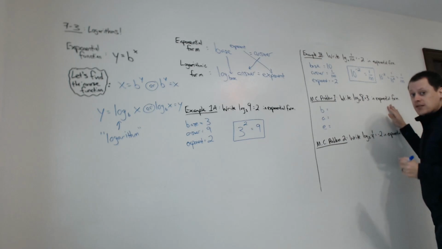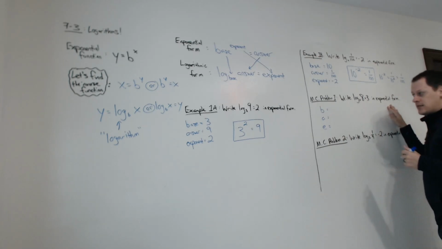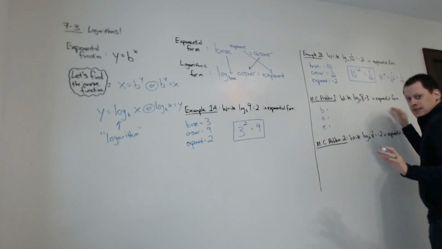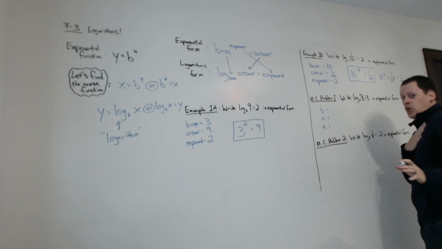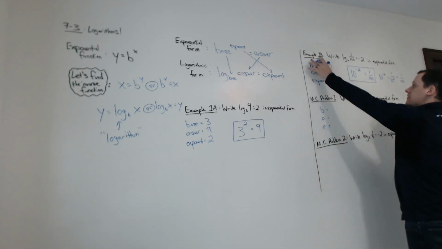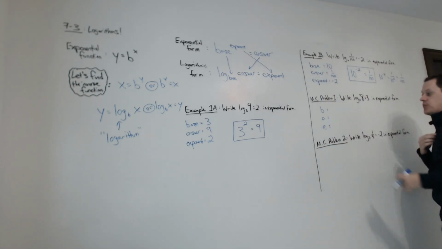I'm starting to get a little lazy in terms of what I write down. Don't get lazy. Don't be like me. I'm old and I've been doing this forever. Okay? If you still want to write out base, answer, exponent, perfect.